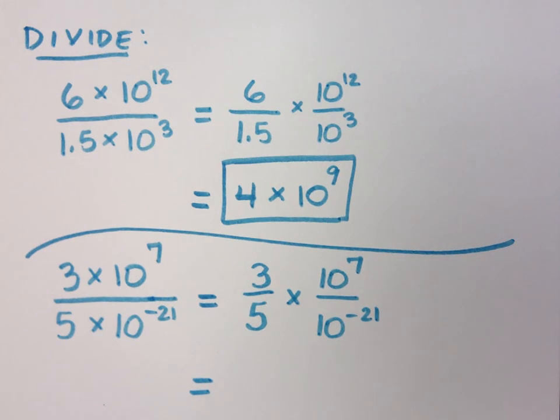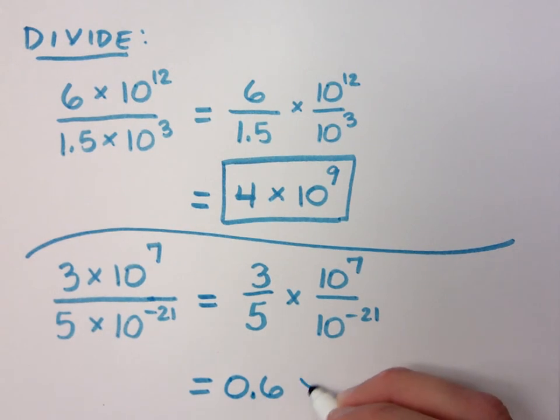What's 3 divided by 5? You want to look at this as a decimal because we are in scientific notation. You don't have a fraction running around. What'd you come up with? The decimal is 0.6, right? What about your power of 10?